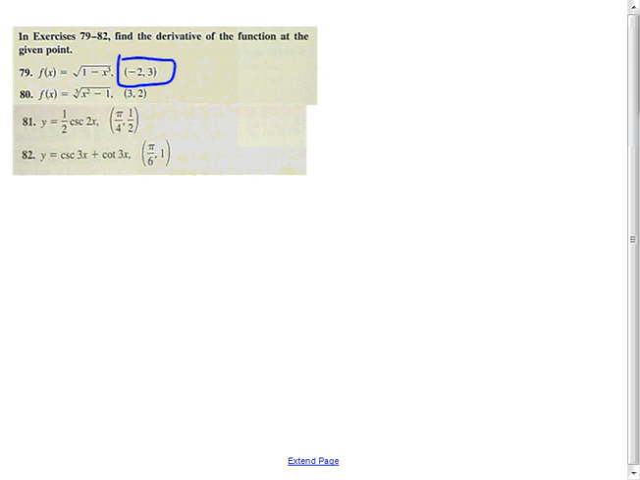Number 79 wants me to find the value of the derivative of the function at a given point. Let's start by taking that function and rewriting it so that we can take the derivative easier. Let's rewrite it with a fractional exponent. Let's make it 1 minus x cubed to the 1/2 power.